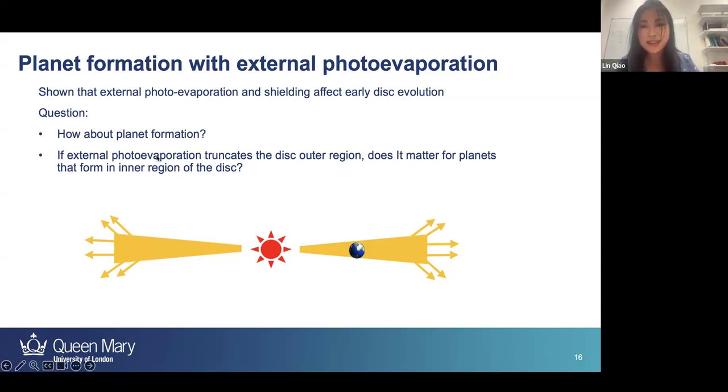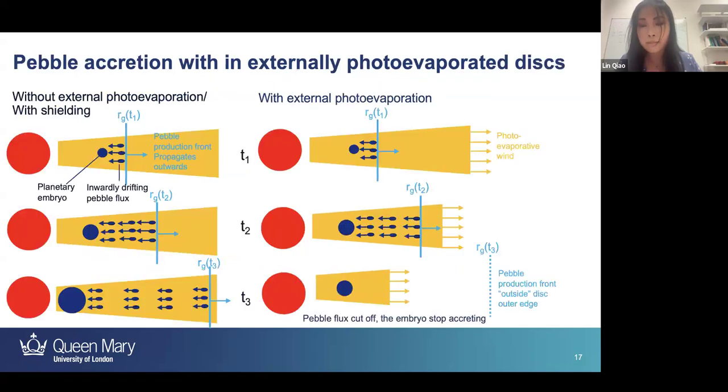Yes, sorry, continue. So there are questions like: if external photoevaporation mainly strips disk material from the outer disk region, and planet formation mainly happens in the inner region of the disk compared to where external photoevaporation operates, would the external mass loss still affect planet formation? So for the second half of my talk, I will talk about my research on how planet formation via pebble accretion is affected by external photoevaporation.